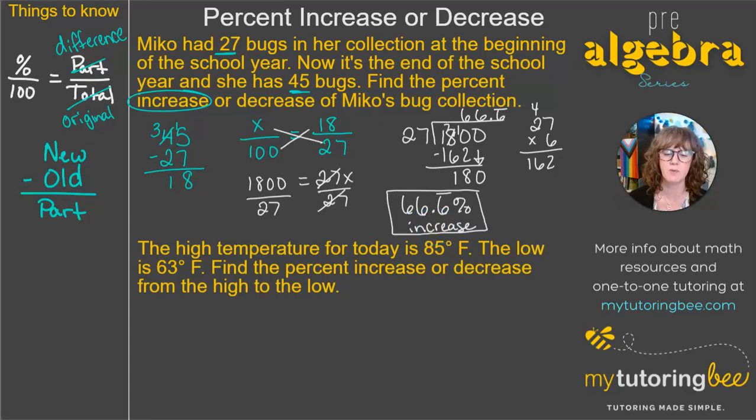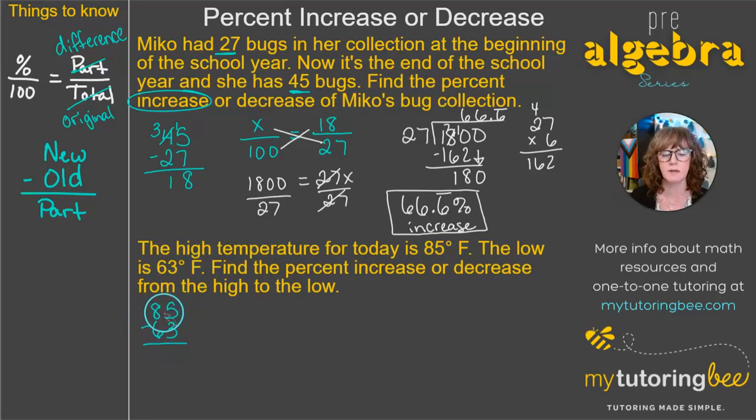Let's go on to another problem here. The high temperature for today is 85 degrees Fahrenheit. The low is 63 degrees Fahrenheit. Find the percent increase or decrease from the high to the low. Since they are asking us from the high to the low, that means that the 85 is going to be what we consider our old or original number, and the 63 is going to be the new number. So we want to go ahead and find the difference.